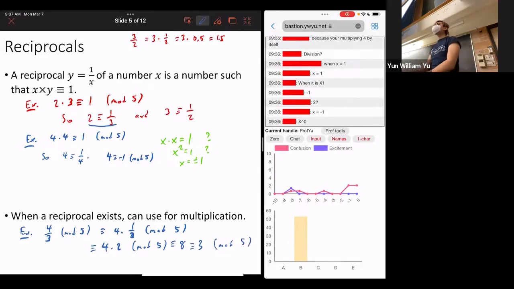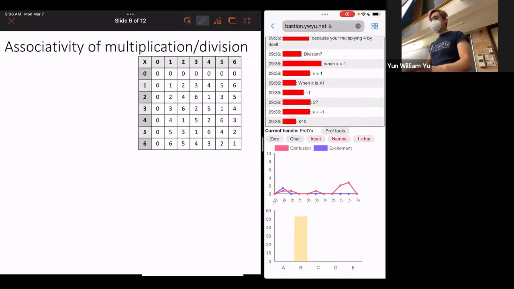Okay? So if you know the reciprocal of a number, then it just becomes a matter of multiplication. And multiplication is easy, right? You just throw the numbers in, and then you divide and find the remainder. Okay, there's still some amount of confusion in the chat, but let's keep on going. You should ask me questions as we go along, because this is one of the most difficult concepts that we'll be dealing with in this class.